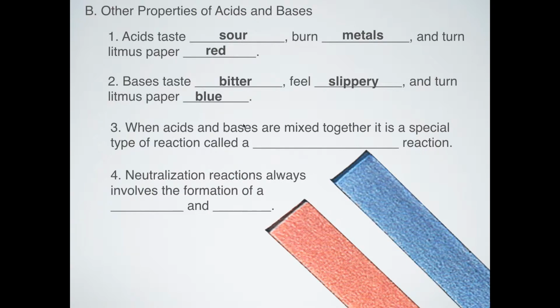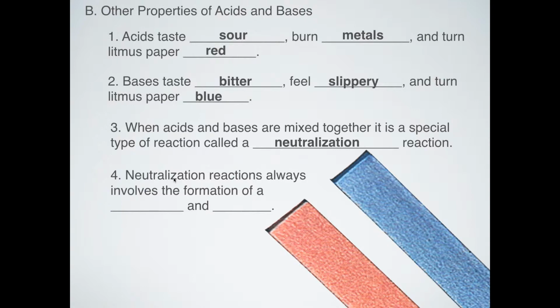Now, what happens when you mix acids and bases together? Well, there's a special type of reaction called a neutralization reaction. And that's because if you have the exact same amount of acid and the exact same amount of base, when you mix them together, they form a neutral solution, and so that is called neutralization.